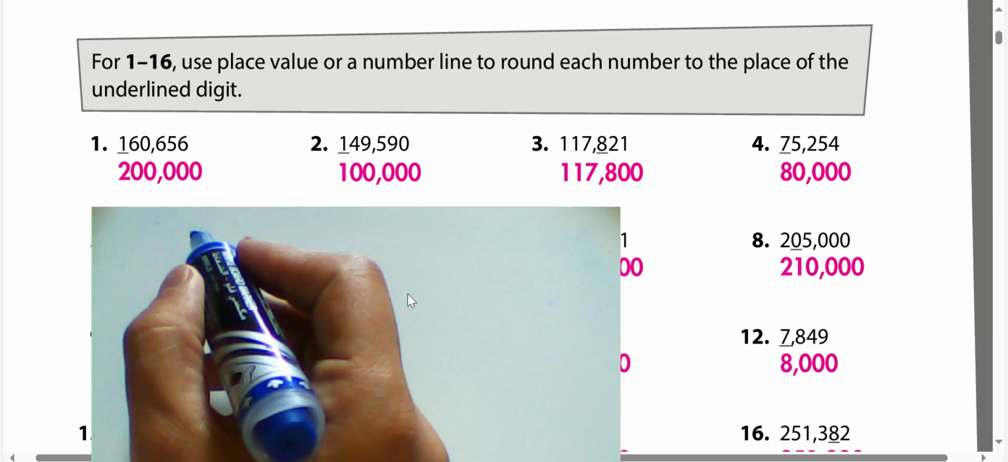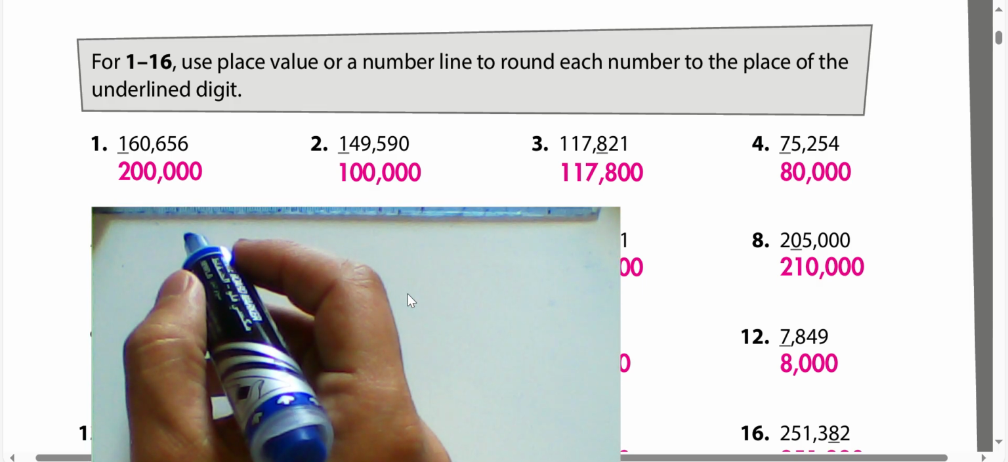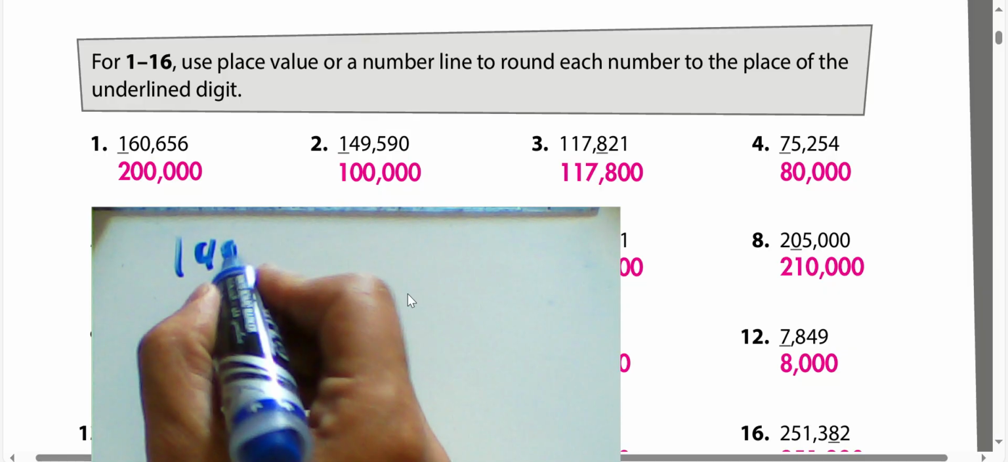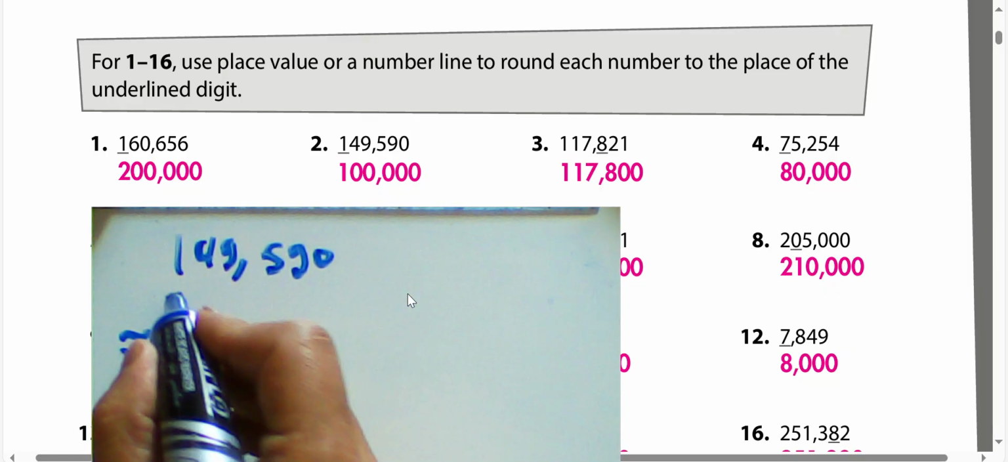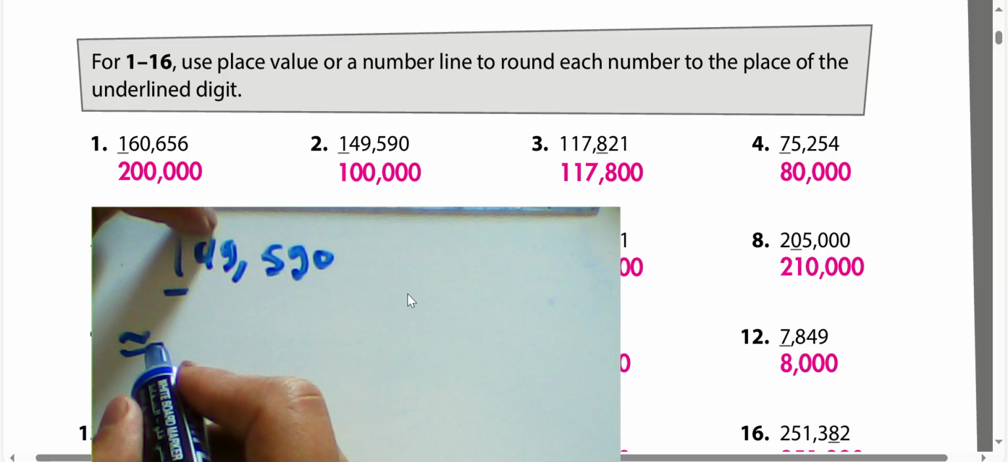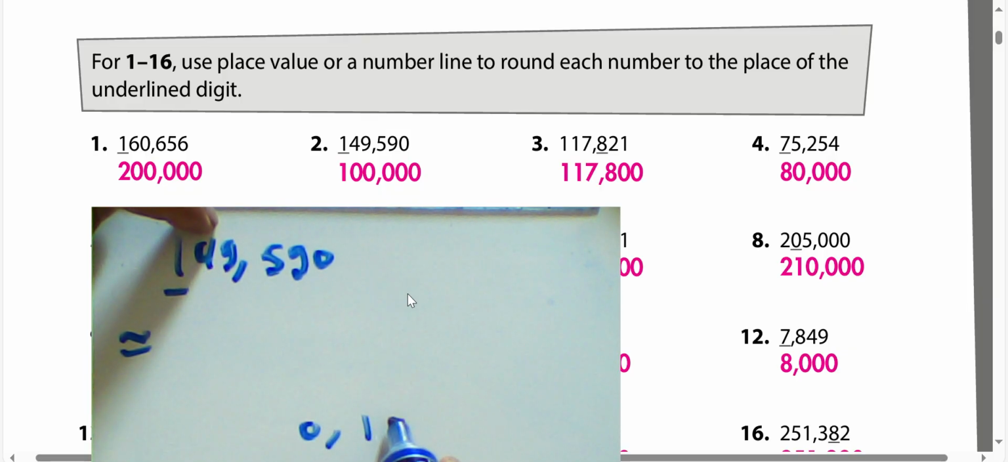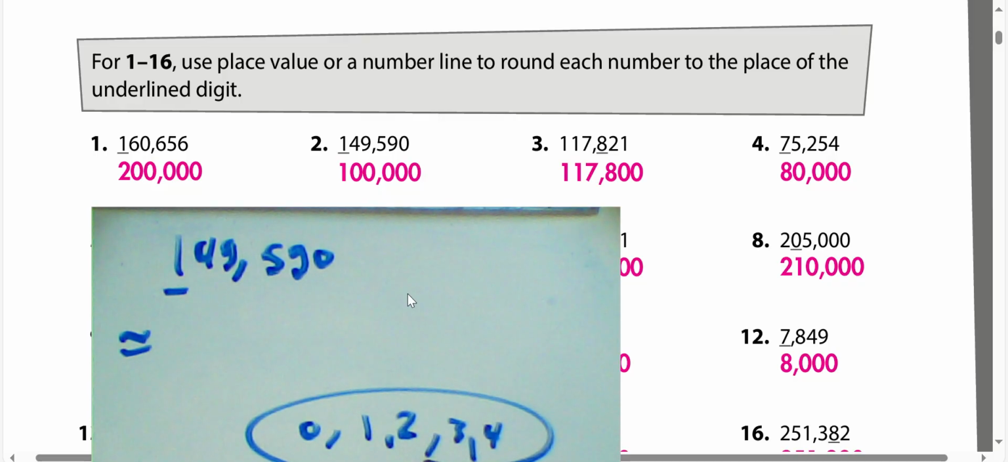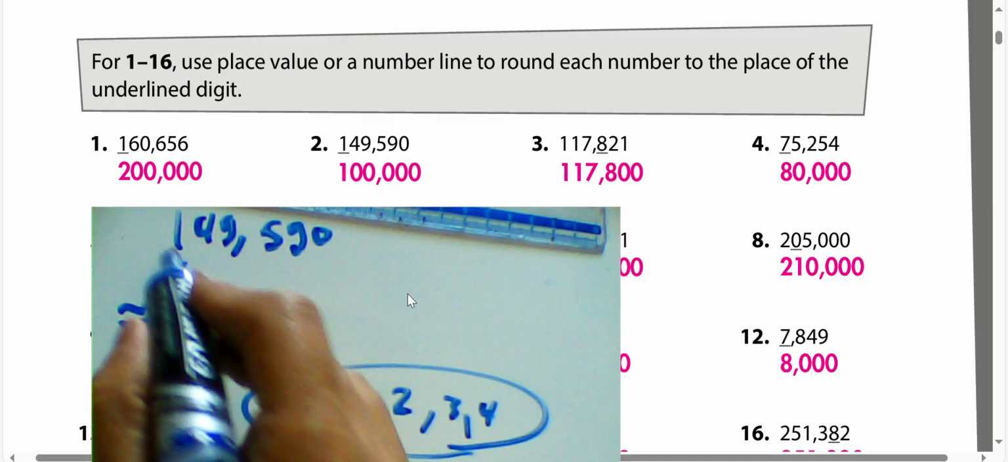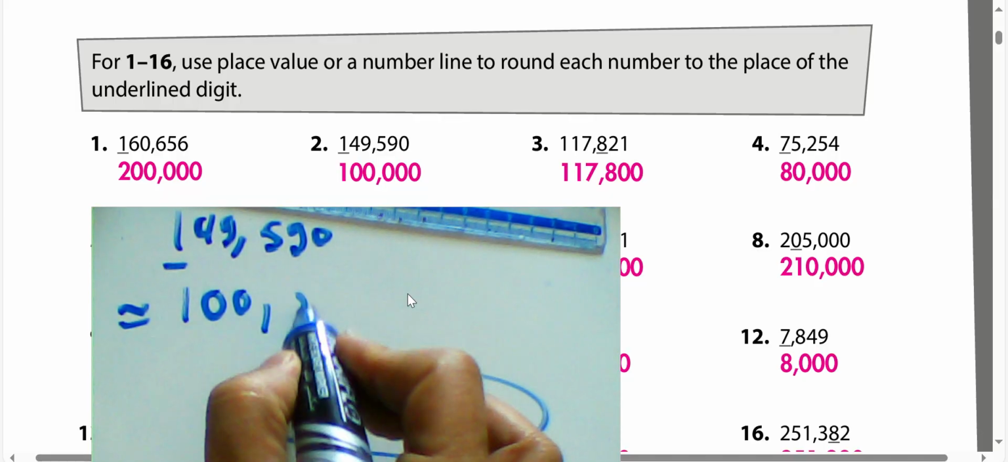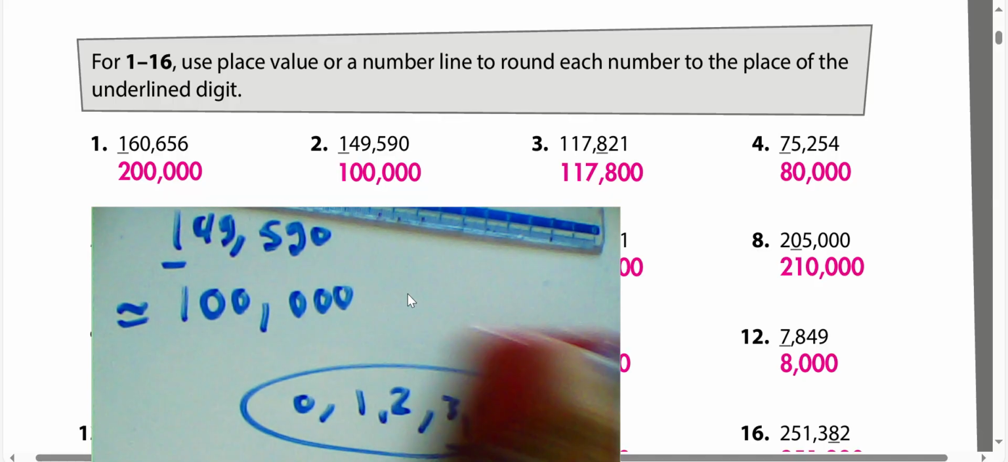And next question: 149,590. We can approximate to the nearest 100,000. 4 is a poor digit. We have 0, 1, 2, 3, 4; we call them poor digits. Can it give 1? It can't give 1. Then 4 can't give 1, so 1 stays, and write zeros in the remaining places. The result will be 100,000.